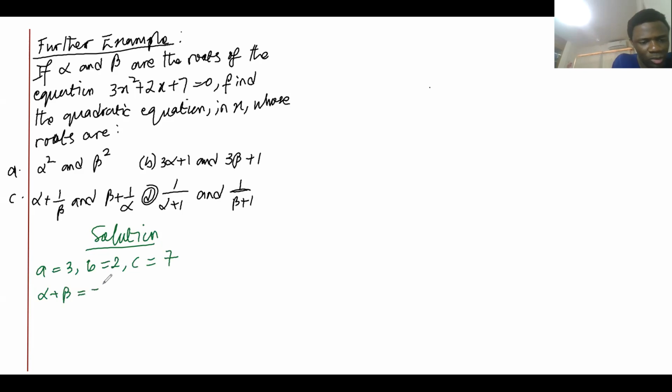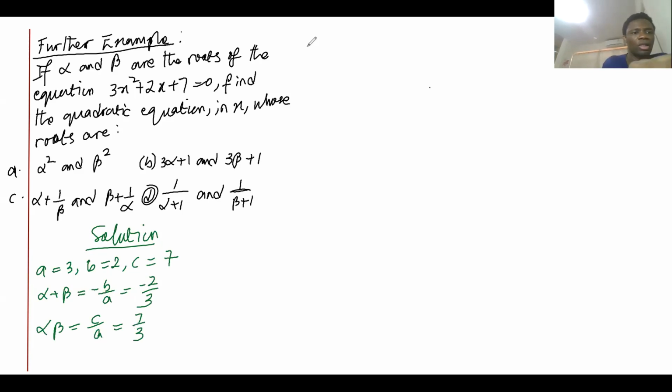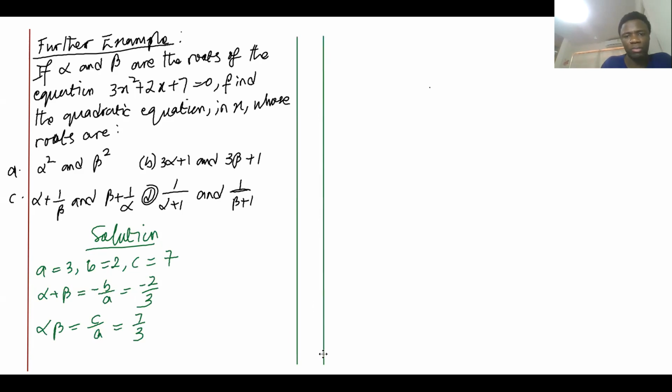So before any of this, I say solution, which means my answer begins here. For the solution, I need to identify my A, B, C. A is 3, B is 2, and C is 7. Then I need to find alpha plus beta, which is negative B over A, which is minus 2 over 3. I need to find alpha beta, which is C over A, which will be 7 over 3. That's the first thing you need to do. And you do not write it as a mixed fraction. Nobody cares about mixed fractions here, because we only need them to evaluate something. After this, you may start your A, B, C, D.